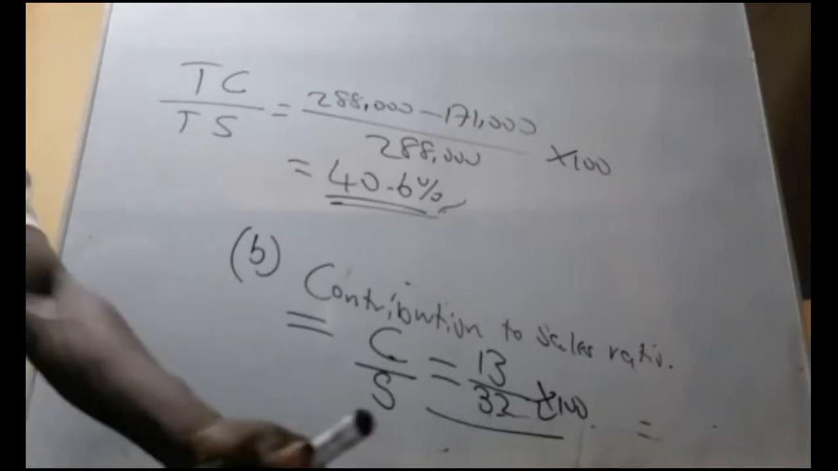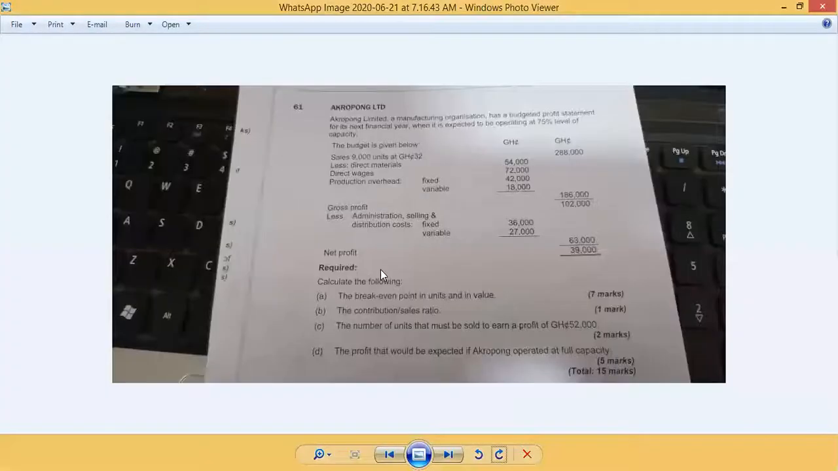Okay, so we are doing the C. Let's go to the question. Oh, sorry, the question is not here. I'm saying we should try. The C says: calculate the number of units that must be sold to earn a profit of 52,000. Start work. Okay, so what will be the units they must produce?